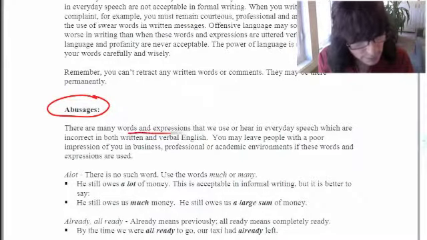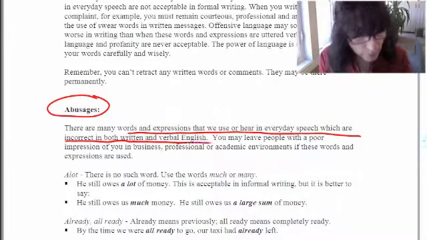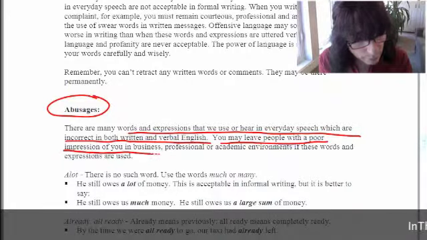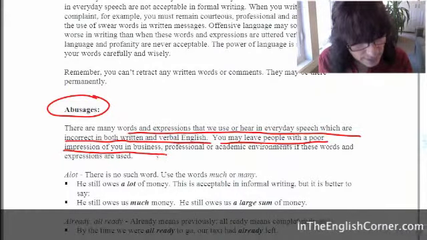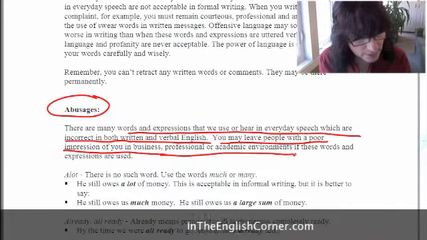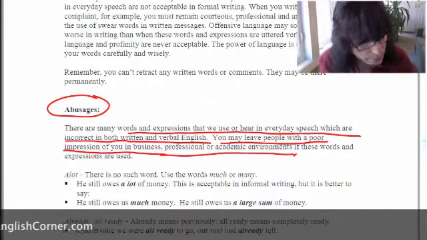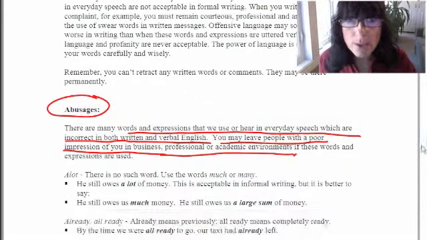Now, there are many words and expressions that we use or hear in everyday speech which are incorrect in both written and verbal English, but they've been used frequently, and so people just tend to slip into using these words, but sometimes they're not, in fact, even real words. If you use these particular words, you may leave people with a poor impression of you, particularly in business, professional, or academic environments. So I've given you a list of just some of the more common abusages that people tend to use, and I'm going to explain why they're incorrect, and I will give you corrections for these words.